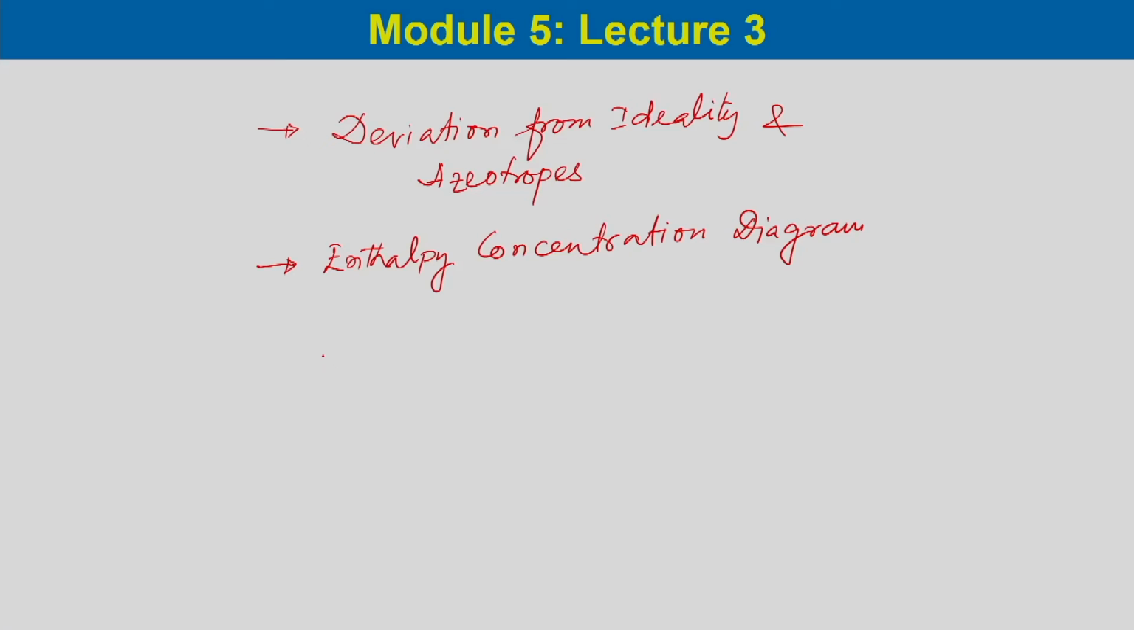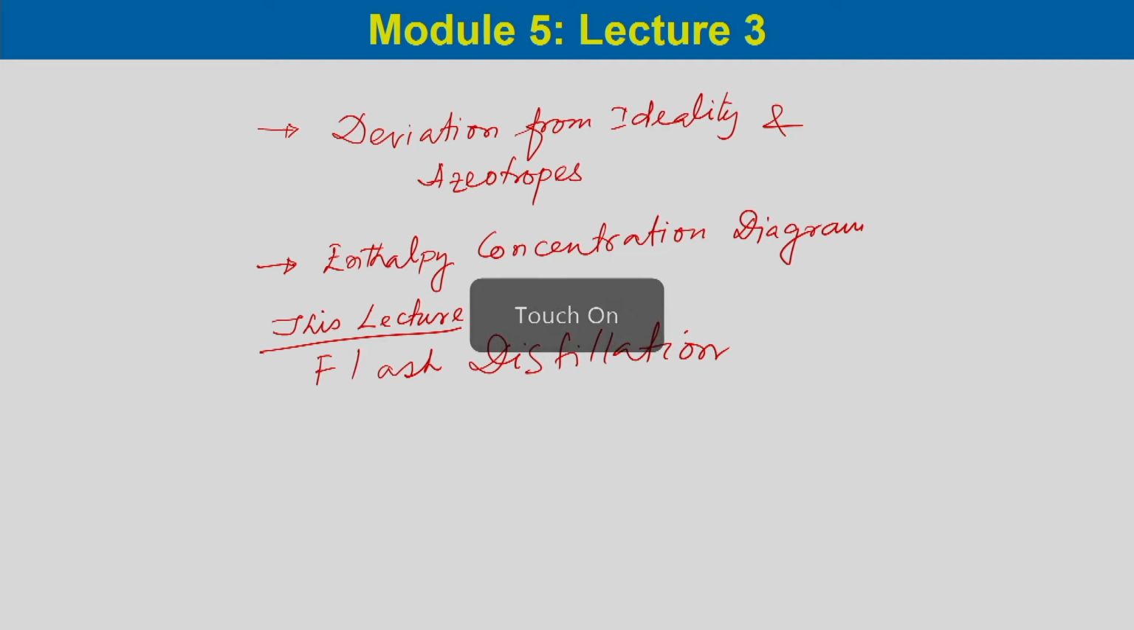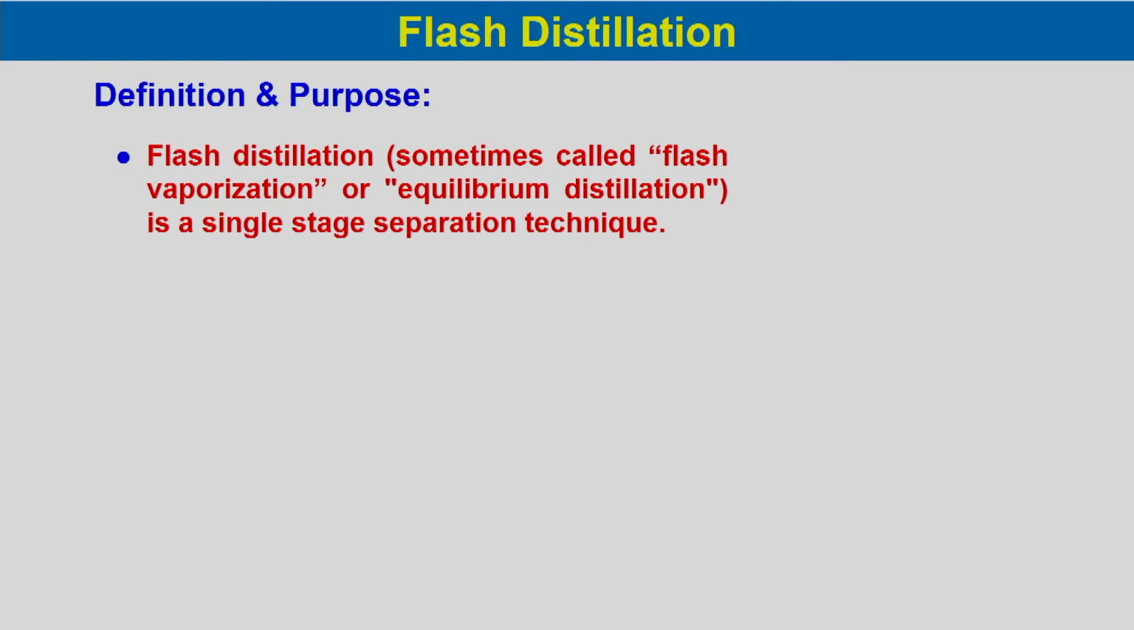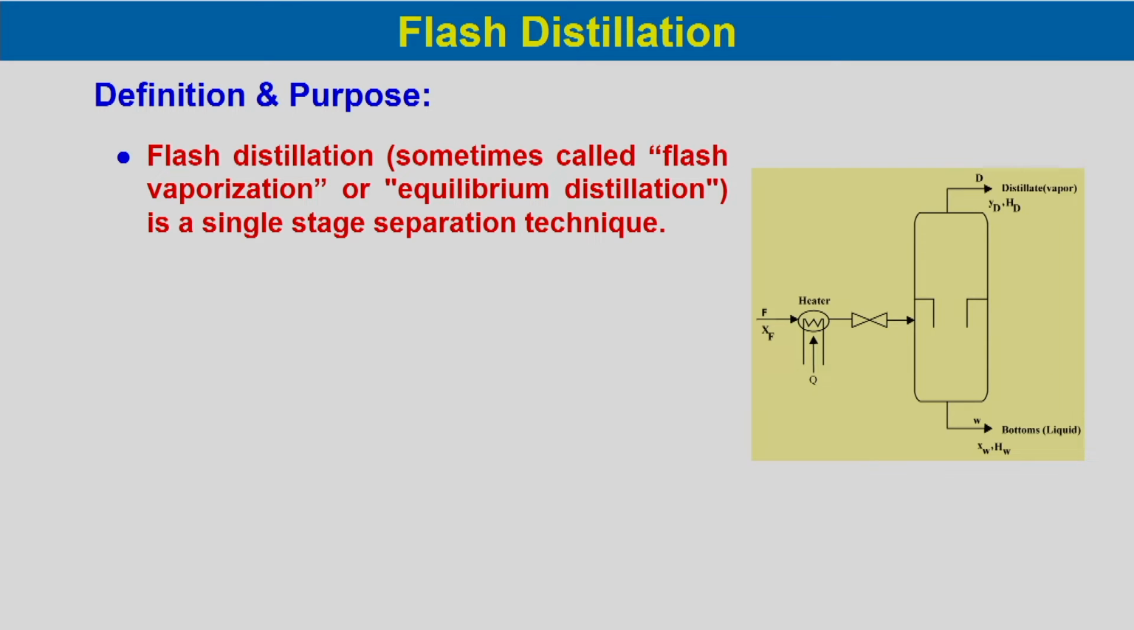Now, in this lecture we will mostly concentrate on flash distillation. Let us define what flash distillation is. Flash distillation, sometimes called flash vaporization or equilibrium distillation, is a single stage separation technique by distillation. It is a single stage separation, and you can see the typical flash distillation unit shown here.